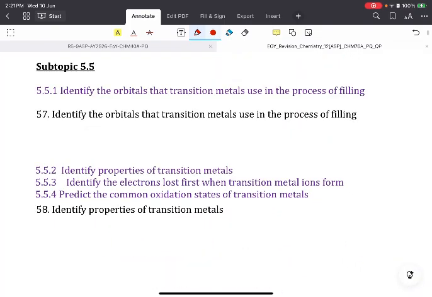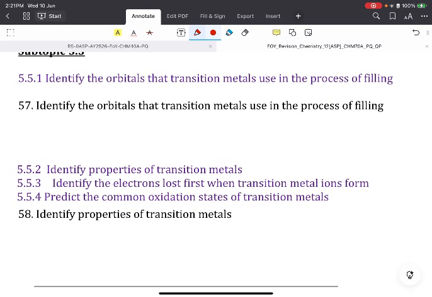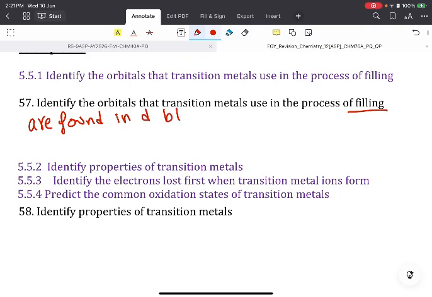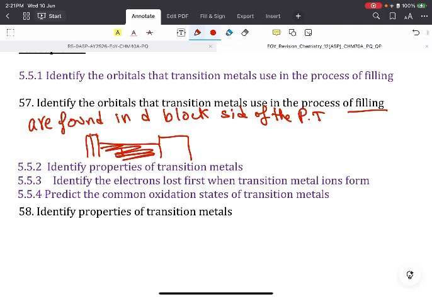Moving on to subtopic 5.5, and the last one: identify the orbitals that transition metals use in the process of filling electrons. Transition metals are found in the middle of the periodic table, and we call it the d block. Here are the group 1 and 2 s-block elements, the transition metals in the middle, and the p-block elements. So here are the transition metals.